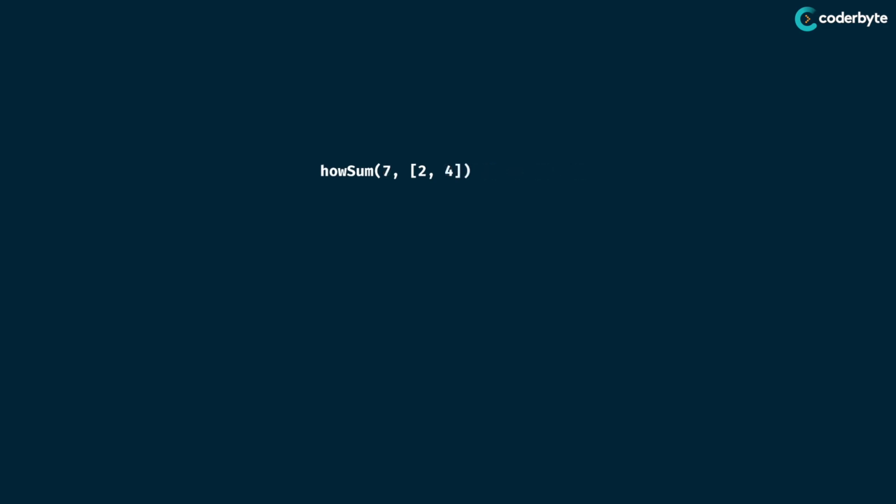Let's say that we were given this input. I have a target sum of 7 and my array of numbers is just 2 and 4. The first thing we notice is it is not possible to actually generate the target sum of 7. Like they said in the problem, in this scenario, what you want to do is return null to symbolize that, hey, it's not possible to generate any combination that leads to the target sum.